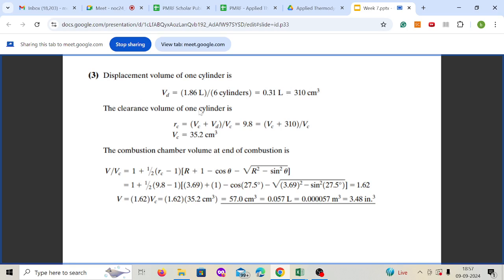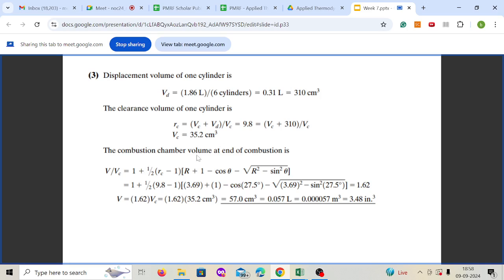So the clearance volume for one cylinder we can get from the compression ratio. So Rc is your total volume divided by the clearance volume, which is 9.8. So from this the clearance volume is 35.2 cm³.